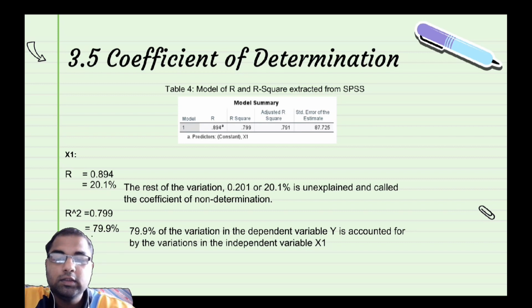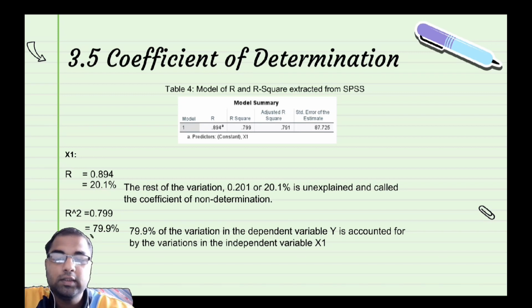Data for the R is 0.894 and the percentage is 20.1%. The rest of the variation 0.201 or 20.1% is unexplained and called the coefficient of non-determination.